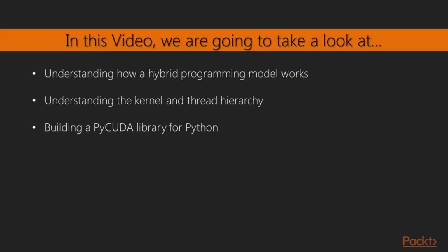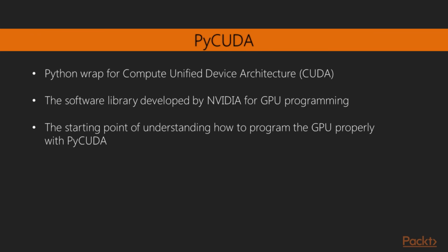In this video, we'll first take a look at a hybrid programming model, and further we'll understand the kernel and thread hierarchy. The aim of this video is basically to show how to use the PyCUDA module. PyCUDA is a Python wrapper for Compute Unified Device Architecture, or CUDA, the software library developed by NVIDIA for GPU programming. The CUDA programming model is the starting point of understanding how to program the GPU properly with PyCUDA. There are concepts that must be understood and assimilated to be able to approach this tool correctly and to understand the more specific topics that are covered in the upcoming videos.